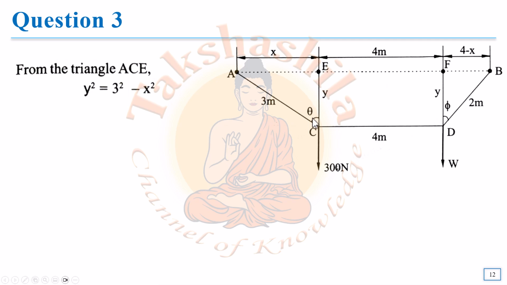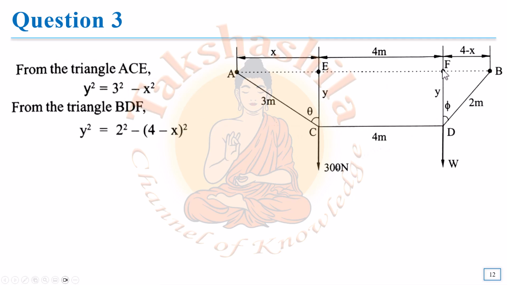Since this is a right angle triangle, we can apply the Pythagoras theorem. What is the Pythagoras theorem? Hypotenuse square is equal to base square plus altitude square. Or in other words, altitude square is hypotenuse square minus base square. In this right angle triangle, X will be your base, 3 will be your hypotenuse, Y will be your altitude. Let us find the value of Y. Therefore we get Y square is equal to 3 square minus X square, that is altitude square is equal to hypotenuse square minus base square.